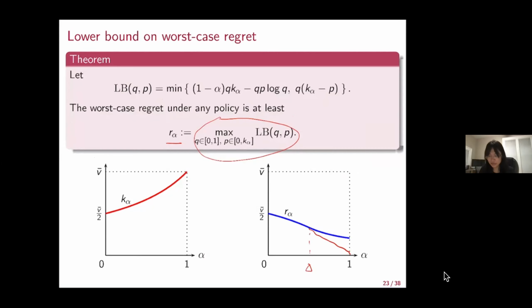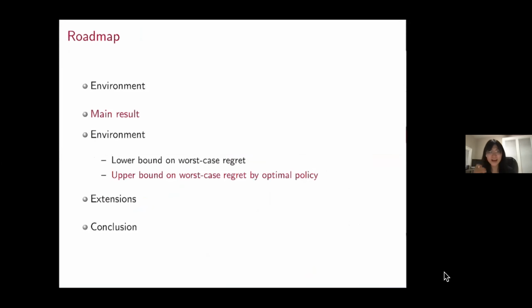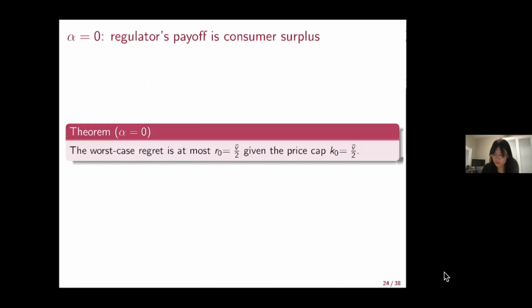Okay, if not, I'll move on to the optimal policy, the real thing of the paper. So we are going to show you that our optimal policy would exactly make sure that the firm does not suffer more than the lower bound of this worst case regret. Okay, so again, I'm going to discuss the two extreme cases of the regulator's payoff. The first one is the extreme when alpha is equal to 0. Okay, so in this case, the regulator's payoff is consumer surplus.